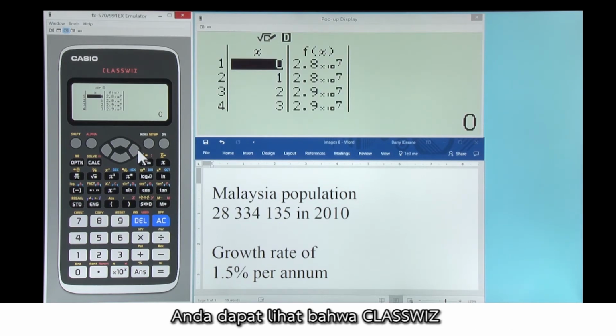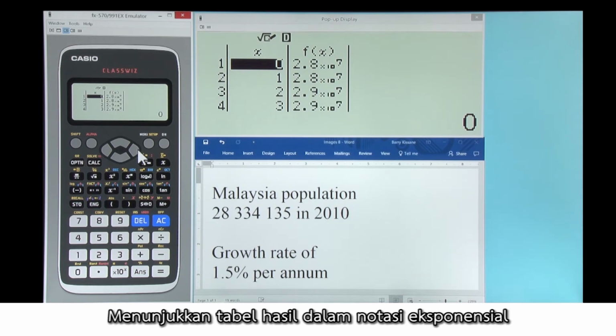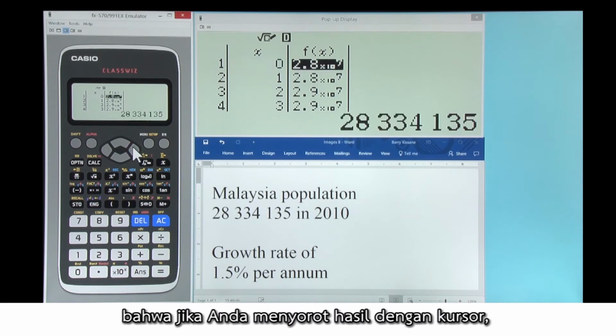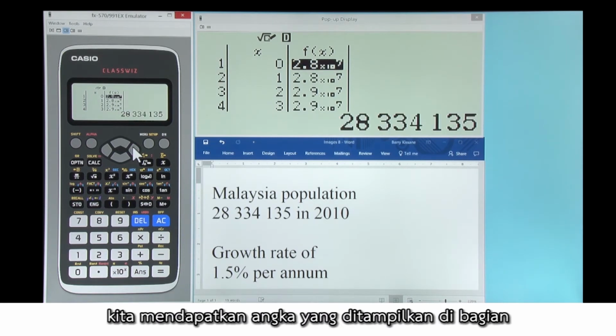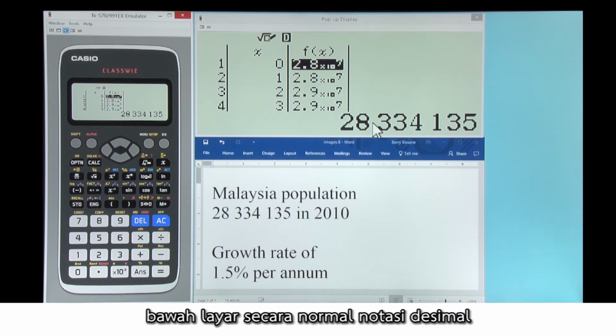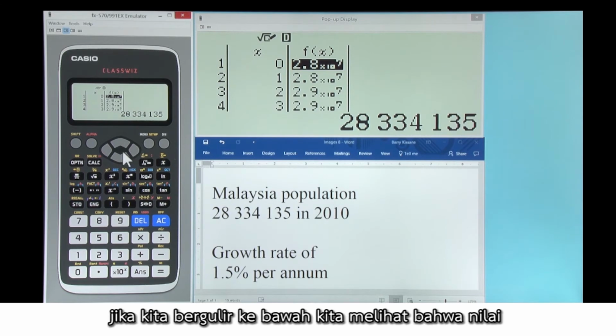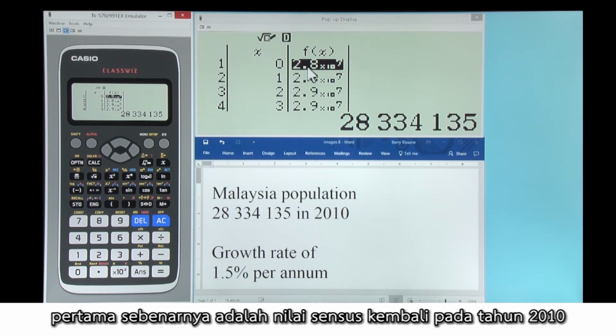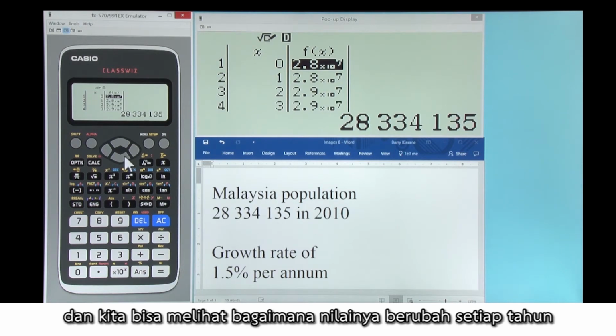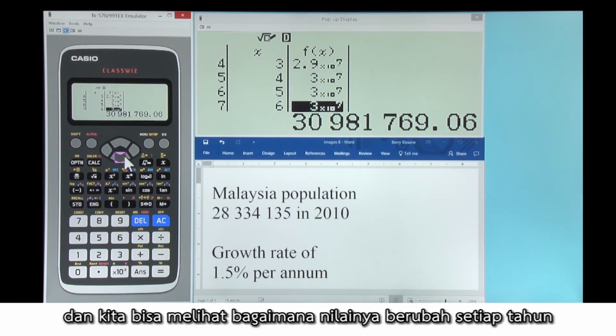You can see that ClassWiz shows in the table the results in exponential notation. But if you highlight the results with the cursor, we have the number showing at the bottom of the screen in normal decimal notation. If we scroll down, we'll firstly see that the first value is in fact the census value back in 2010. And we can see how the values change each year.